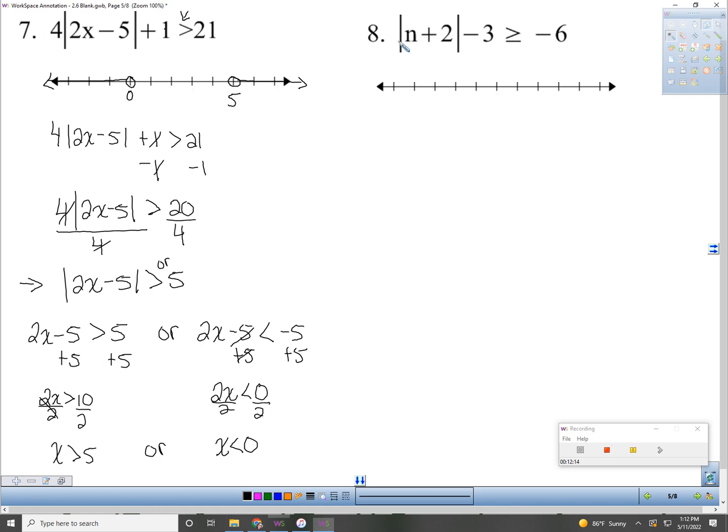All right, so I need to get the n plus 2 over here by itself, so let's add this 3. So now I have the absolute value of n plus 2 is greater than or equal to negative 3. At this point, I see that over here there's a negative number. So if this was a less than or equal to, it would be no solution. But this is asking when is an absolute value greater than or equal to negative 3. So when is a positive number bigger than a negative number? And that would be all the time. So I will shade my entire graph to represent all real numbers.